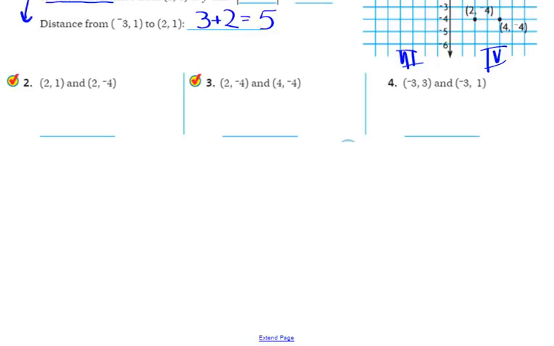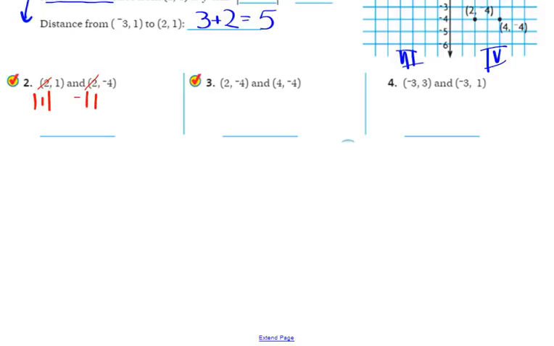So let's get started. Let's go to my red pen here. What I'm going to do is cross out the numbers that are the same. I'm not going to work the 2, and I'm not going to work this 2. I'm going to focus my attention on the 1 and negative 4. And I'm going to take the absolute value of 1 and the absolute value of negative 4.